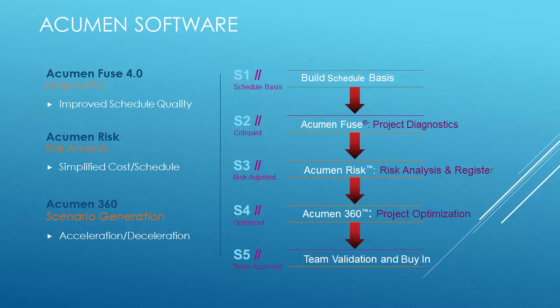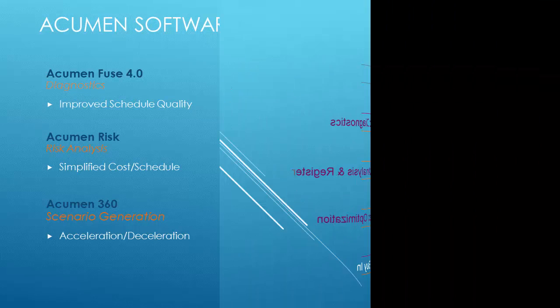The software itself is divided into three main features, really. Fuse for the diagnostics, Acumen Risk to do risk analysis, and then 360 to accelerate the schedule. You'll see that it's broken up into 5 phases, S1 through S5.